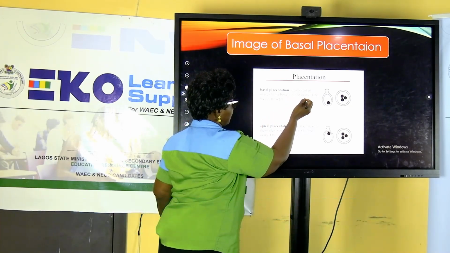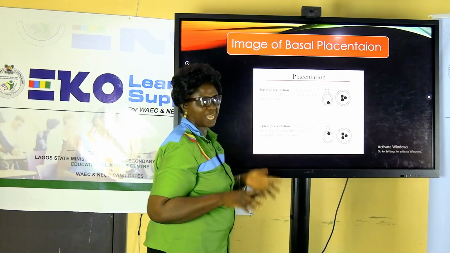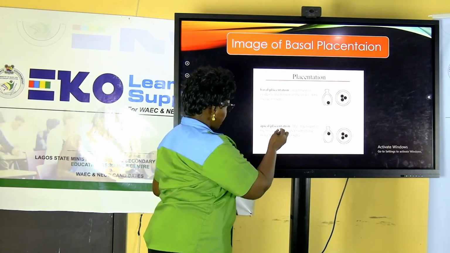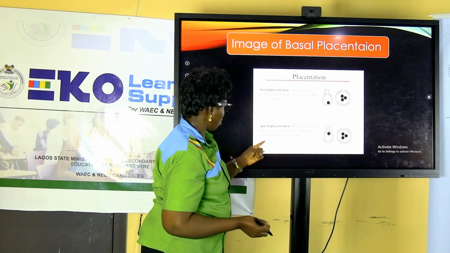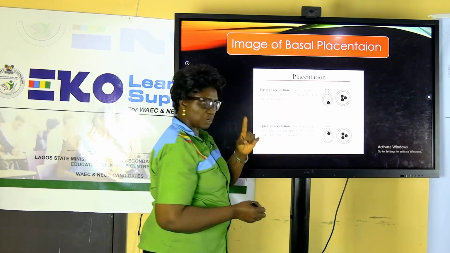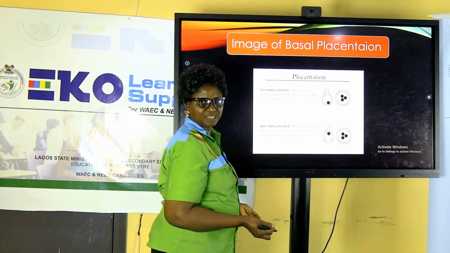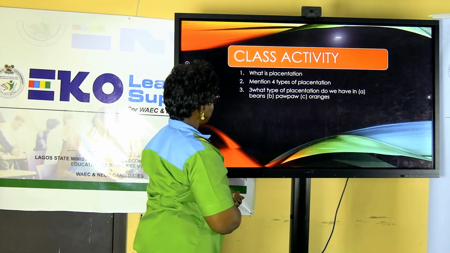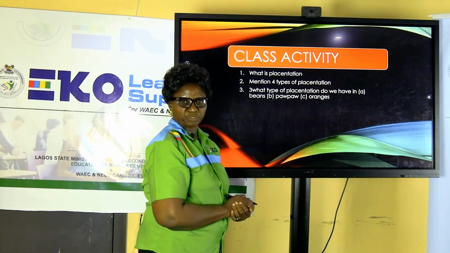In basal, what do we have? Attachment of ovules to the bottom of ovary. It has what? One locule and no septa. There is no chamber. It's not separated. But in apical placentation, attachment of the ovule is at the apex of the ovary. What does it have? Like we have up there, one locule, that is a small unit, and no septa. So we consider the various types of placentation.